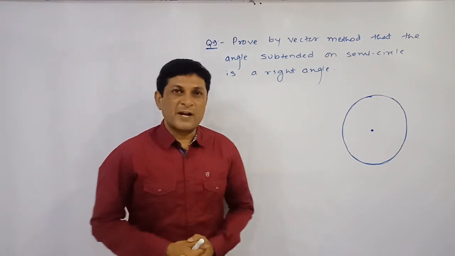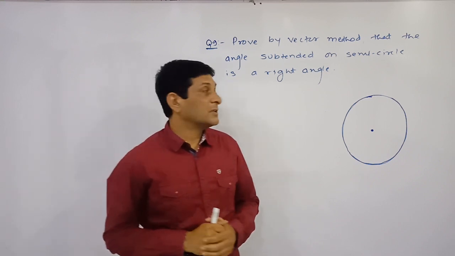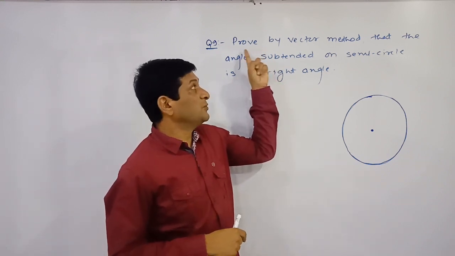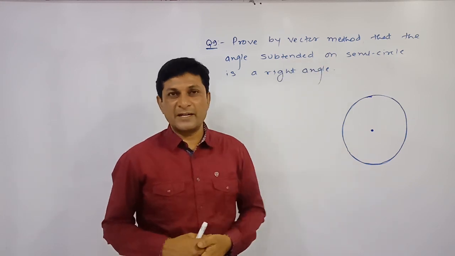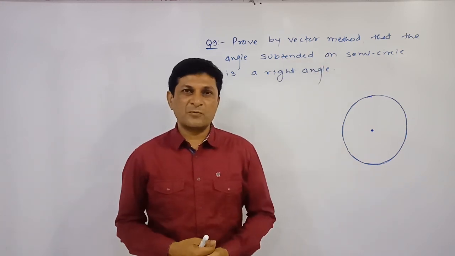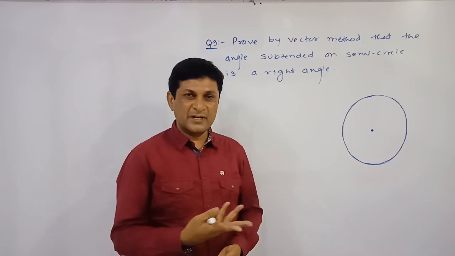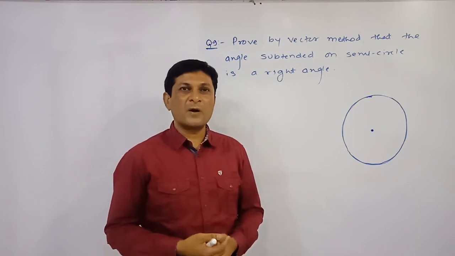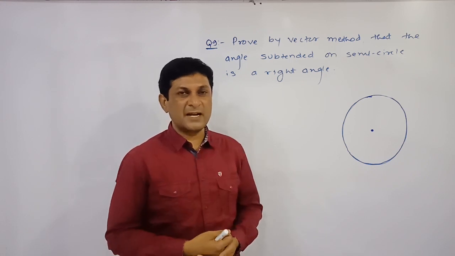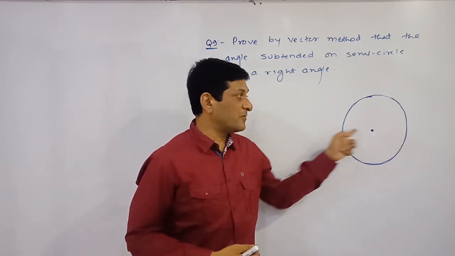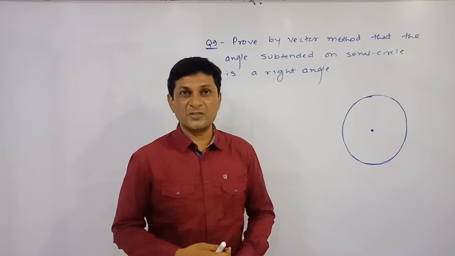Now let us try to solve question number 9. In this case we have to prove, using the vector method, that the angle subtended on a semicircle is a right angle. You have already proved it as a theorem that the angle subtended in a semicircle, or the angle inscribed in a semicircle, is what? Right angle. Or the question may be asked that the angle subtended by the diameter of a circle at any point on the circle is what? Right angle.